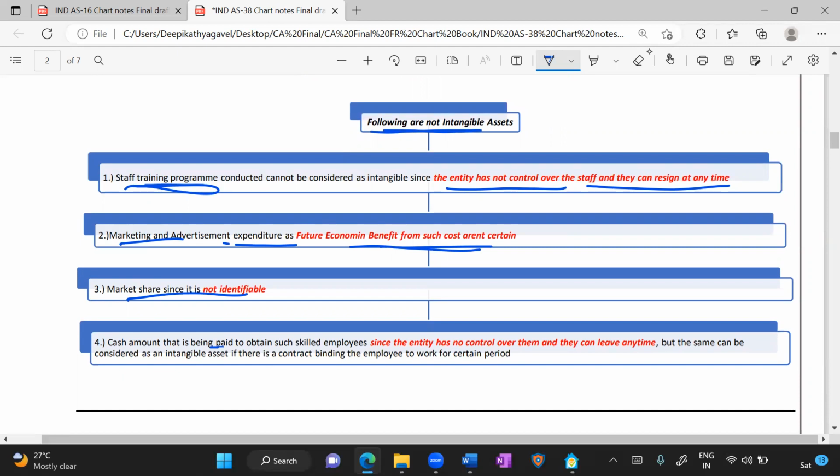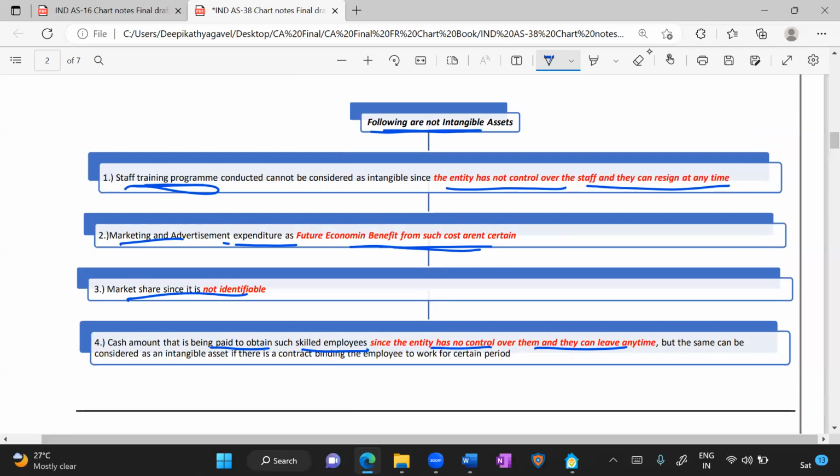Similarly, consider the cash amount that is being paid to such skilled employees, since the entity has no control over them and they can leave at any time. But this has an exception. If you give them a particular training and you sign a contract with them saying that after this training, you should not leave my organization, at least for 2 years, you should serve here so that I can recover the expenditure that I've spent on giving you this particular skill.